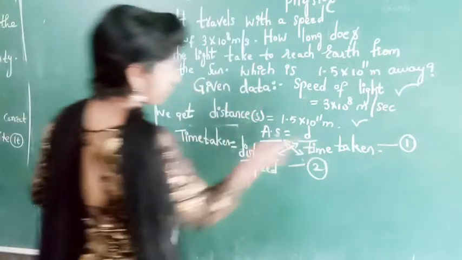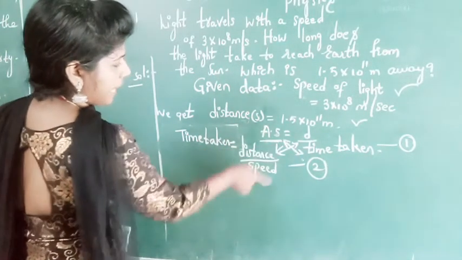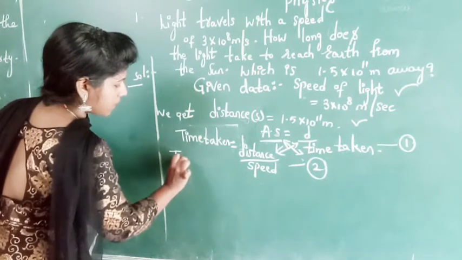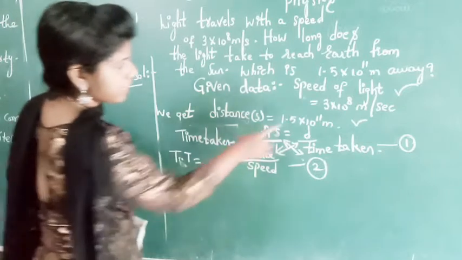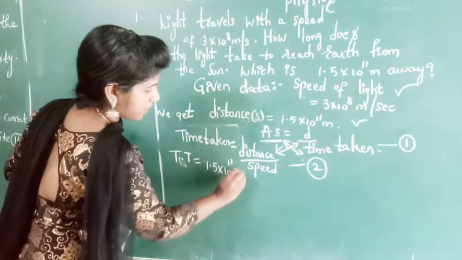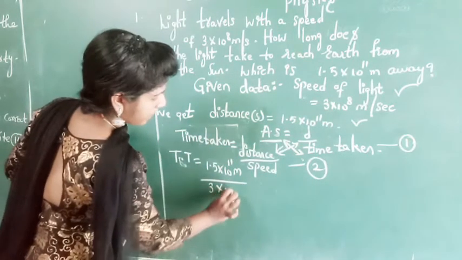From this equation we got time taken is equal to distance by average speed. Okay. Time taken is equal to, what is the distance here? 1.5 into 10 power 11 meters by speed. What is the speed here? 3 into 10 power 8 meters.